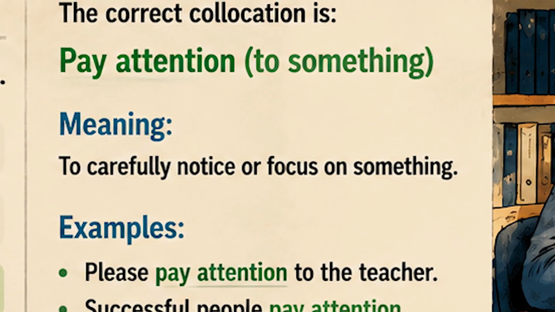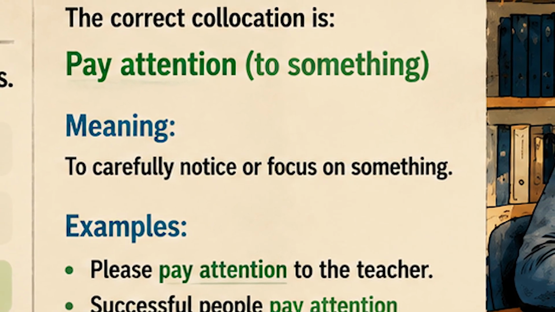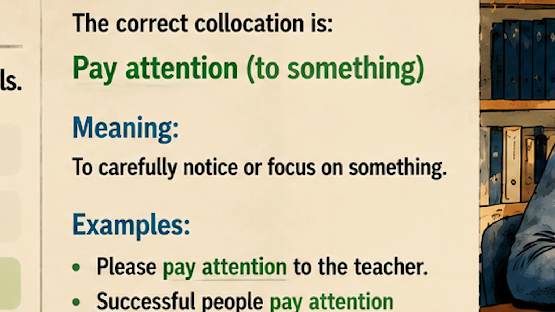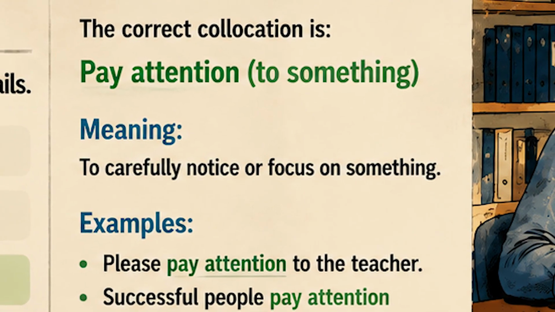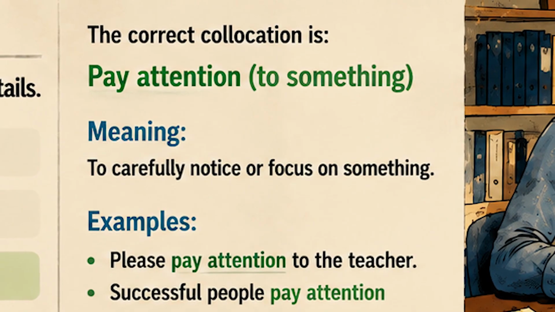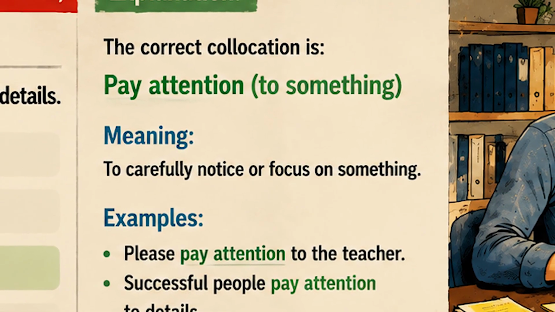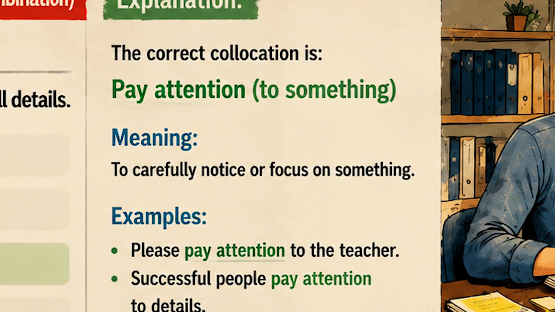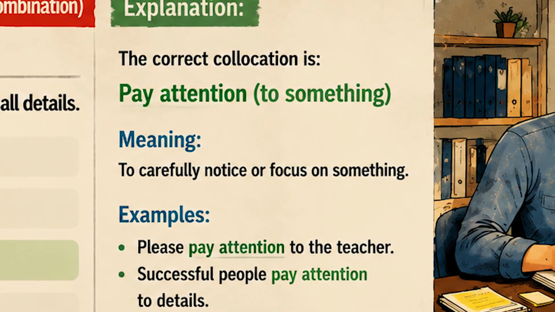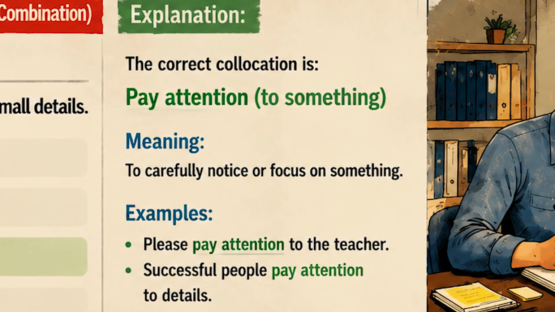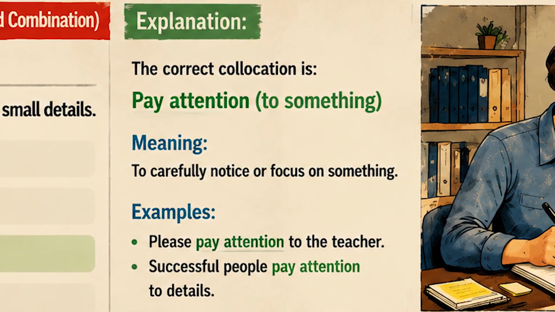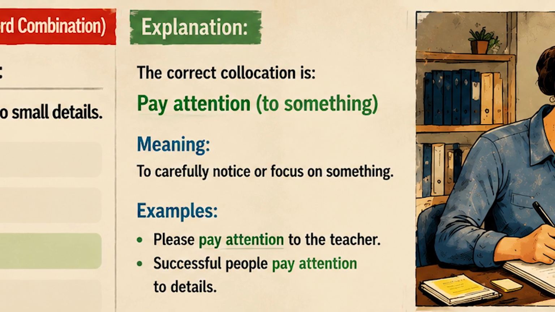Let's have some examples. Please pay attention to the teacher. Please focus on your teacher and her words or his words. This means listen carefully and focus on what the teacher is saying. Successful people pay attention to details. This means successful people notice small but important things.